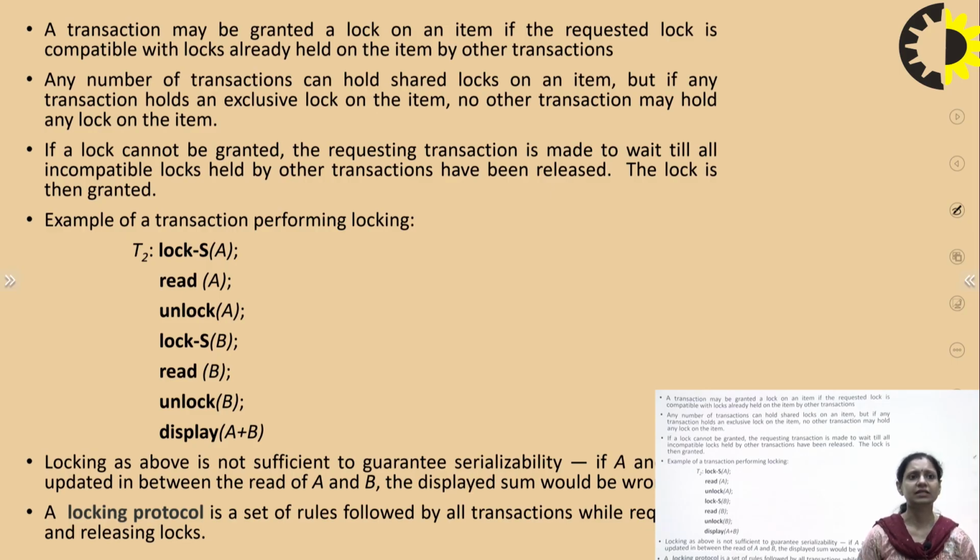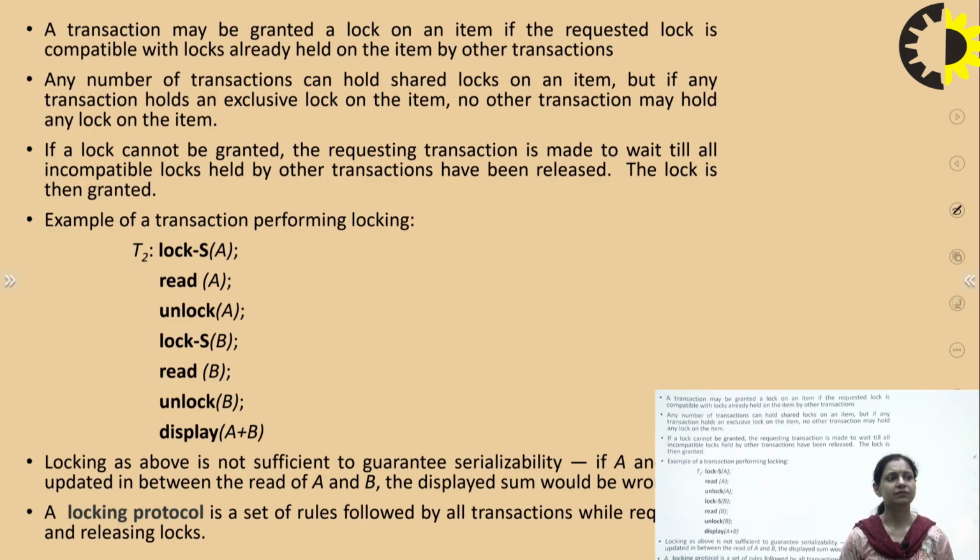Any number of transactions can hold shared locks on an item, but if any transaction holds an exclusive lock on the item, no other transaction may hold any lock on that item. If a lock cannot be granted, the requesting transaction is made to wait till all the incompatible locks held by other transactions have been released. The lock is then granted.